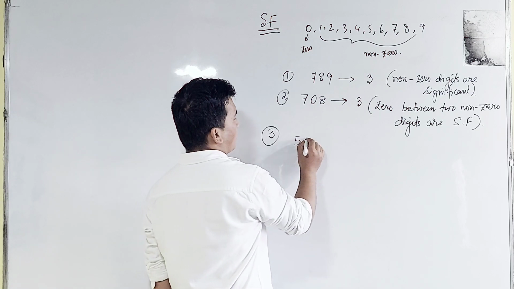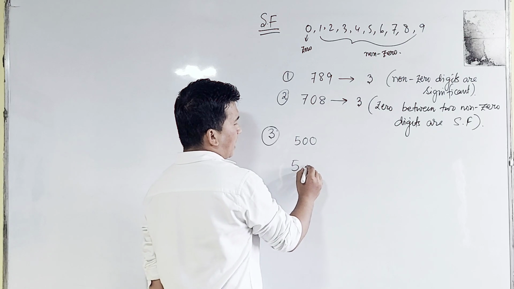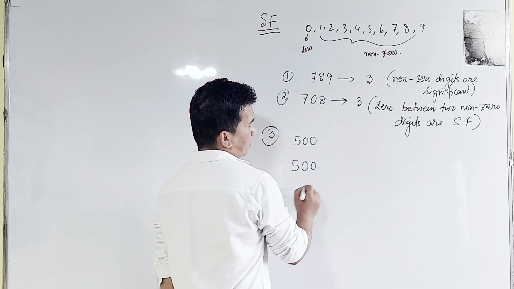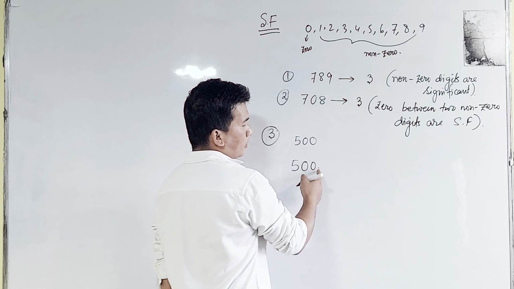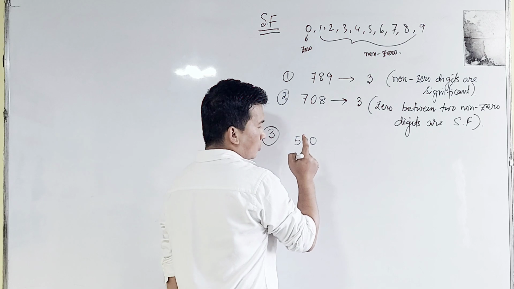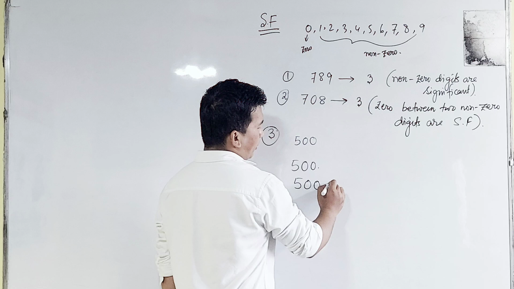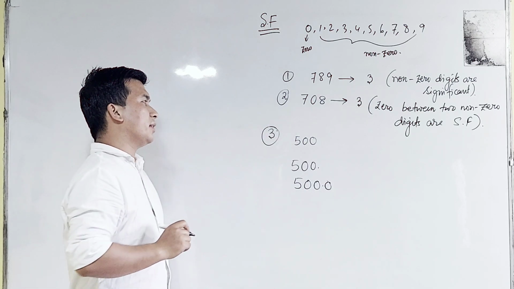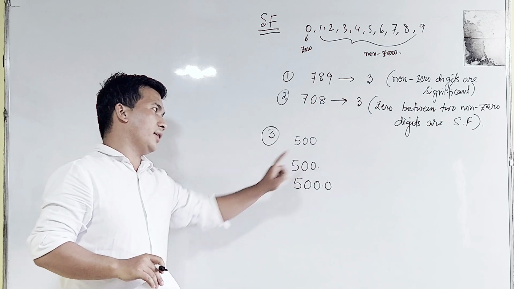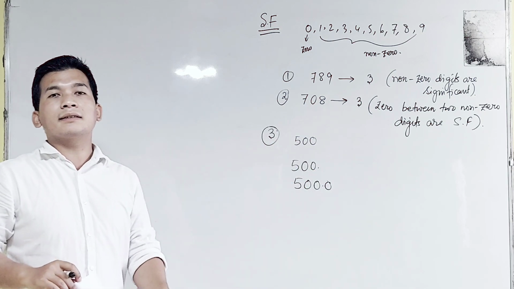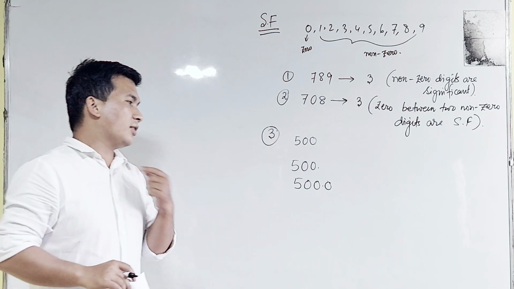This is simply 500. And here this is 500 with a point. And what about 500.0? What is the basic difference between these examples? This point is also known in mathematical terms as the decimal point.